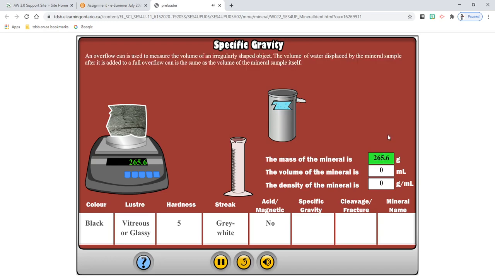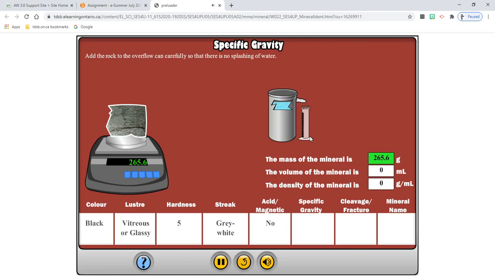An overflow can is used to measure the volume of an irregularly shaped object. The volume of water displaced by the mineral sample after it is added to a full overflow can is the same as the volume of the mineral sample itself. Position the graduated cylinder under the overflow can to measure the volume of water displaced by the mineral sample. Add the rock to the overflow can carefully so that there is no splashing of water.